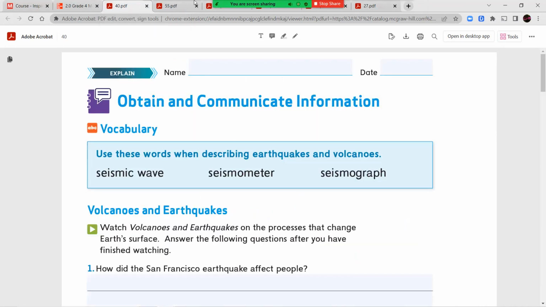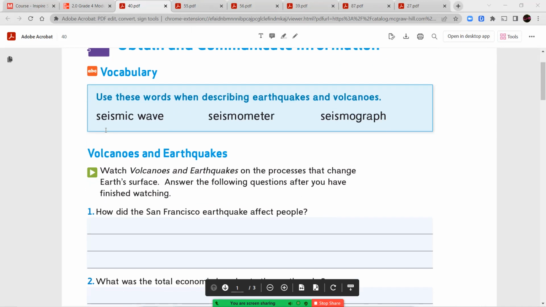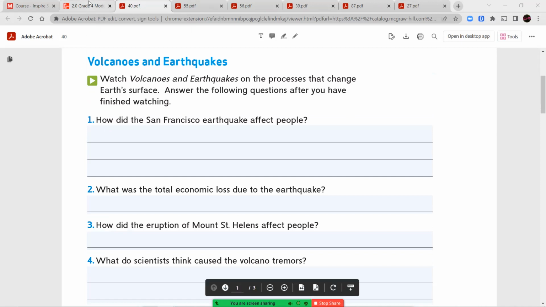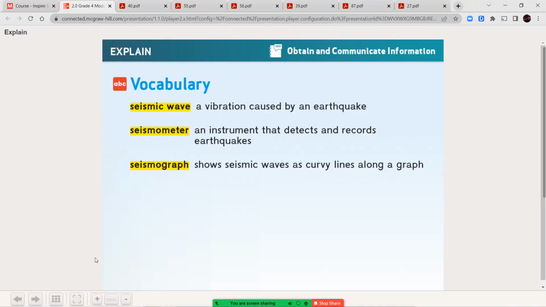Once you've completed that, you are going to jump into our next pages where we're going to review our lesson vocabulary. We only have 3 words for this lesson. We have seismic wave, seismometer, and a seismograph. Let's go back and take a look at the definitions of our words.